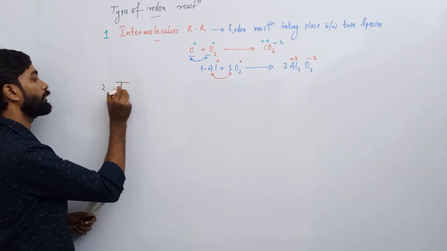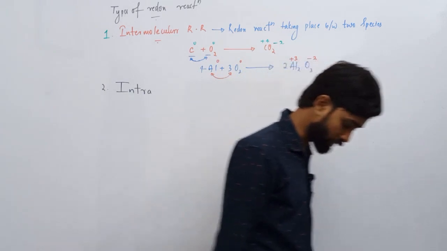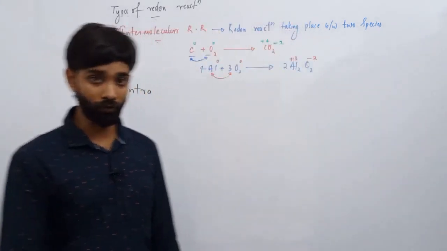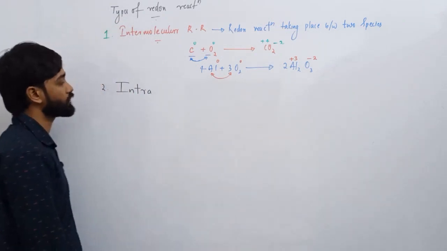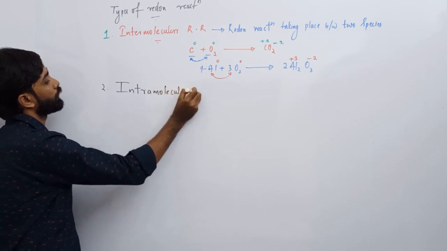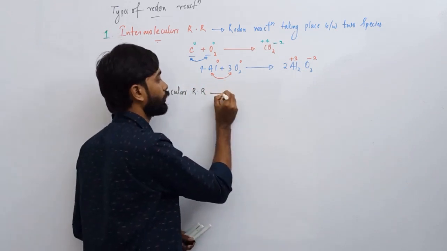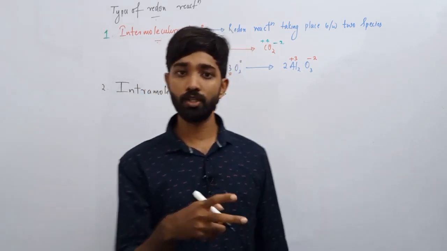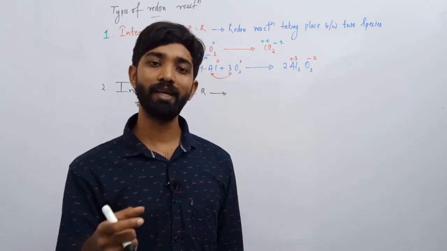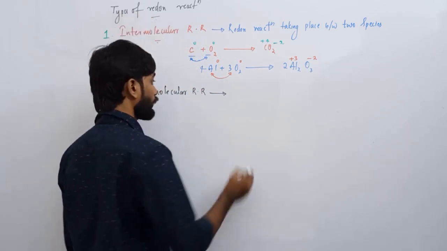Then there will be a corresponding intra term, right? You know, intermolecular hydrogen bonding and intramolecular hydrogen bonding, like that. So like intermolecular hydrogen bonding, if intermolecular redox reaction is there, then there will be a chance for intramolecular redox reaction also. Then what about the category intramolecular redox reaction? If the redox reaction is taking place within a species, that is said to be intramolecular redox reaction.